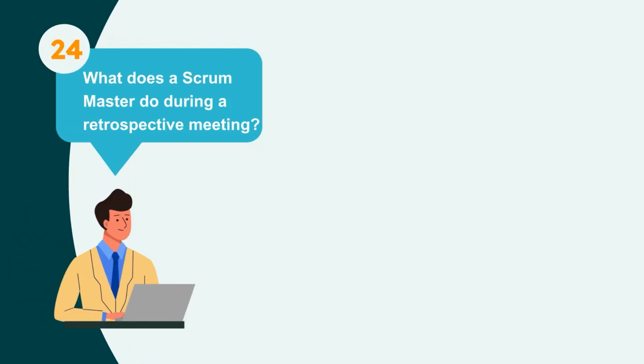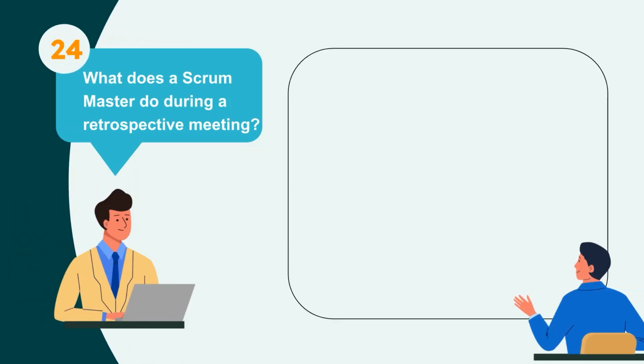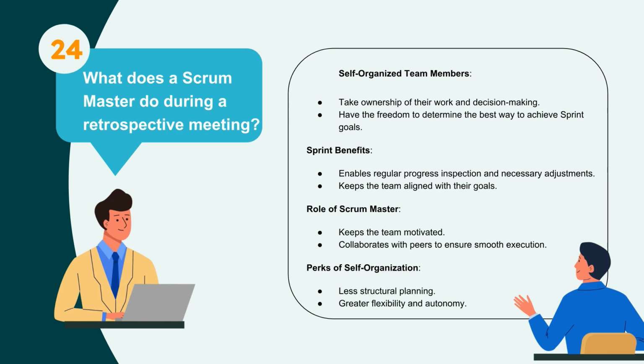24. What does a Scrum Master do during a retrospective meeting? Self-organized team member. Sprints allow you to inspect the progress and make adjustments that will move you closer towards your goals. A Scrum Master helps their team stay motivated and works with their other peers to ensure everything is going according to plan. Self-organization has a lot of perks. There's less structural planning or work, which creates more freedom for everyone and allows them to decide on how best to achieve the sprint goal.